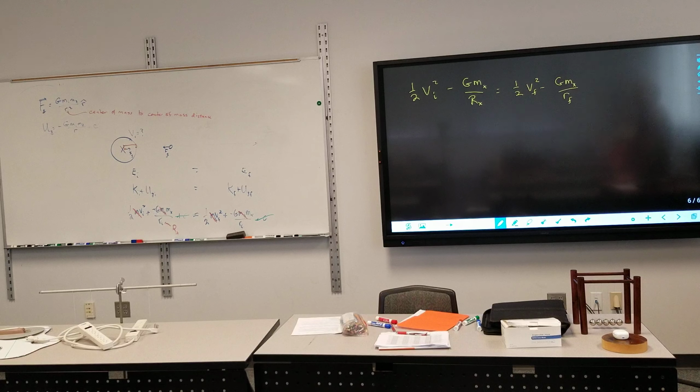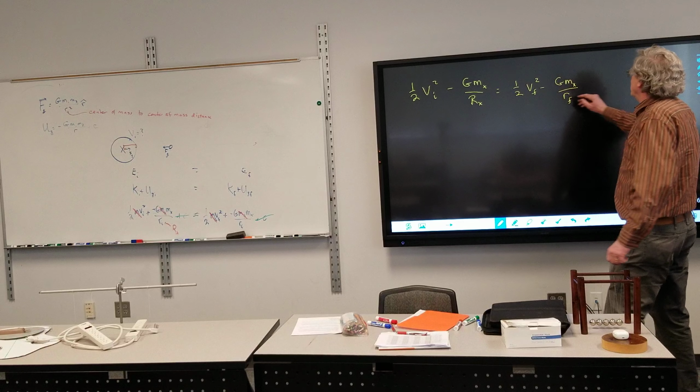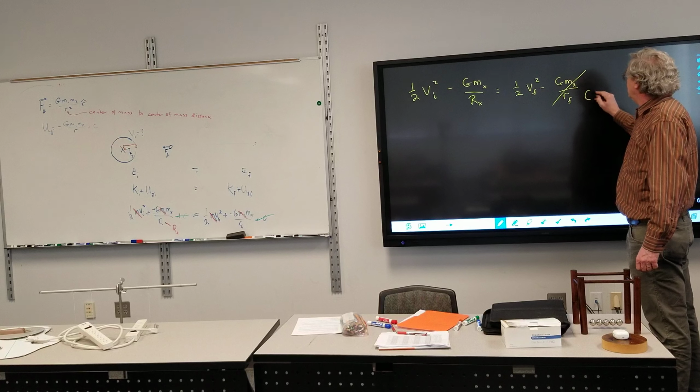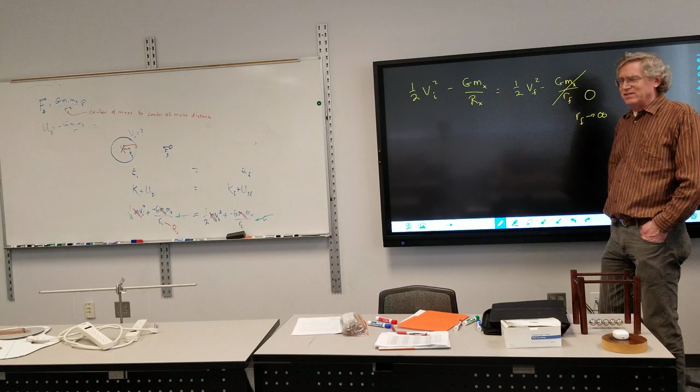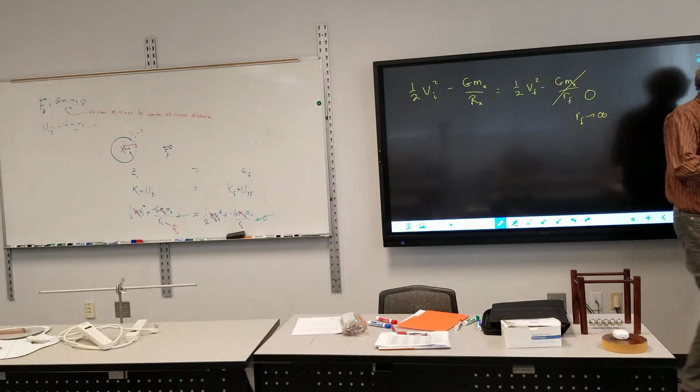Let's deal with the final potential energy term. What do you know about R, the distance? Yes, we've launched this thing, what do you know about that distance? Infinite. So what happens to the fraction when the denominator goes to infinity? 0. So that is 0 because R final is going to infinity. This thing's never returning, it's gonna just keep going.